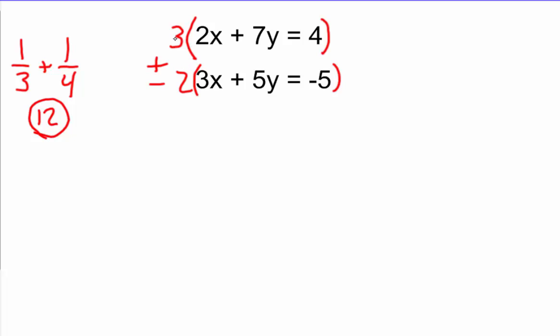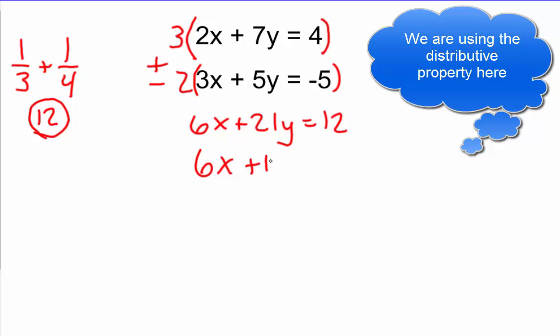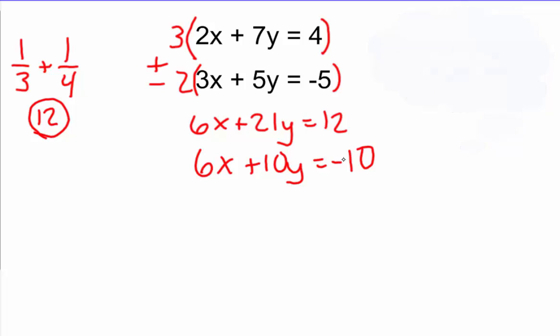So let's change these two equations around now. On top I get 6x plus 21y is equal to 12. On the bottom I get 6x plus 10y equals negative 10. All right, so now I can add or subtract these two equations. We have a positive 6x and a positive 6x. So if I add these two equations together, I get 6x plus 6x, which is 12x. That doesn't eliminate. So in this case, we're going to have to subtract these two equations.